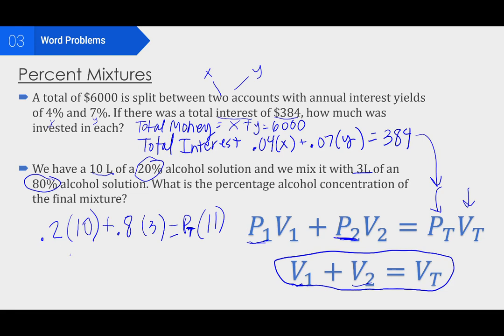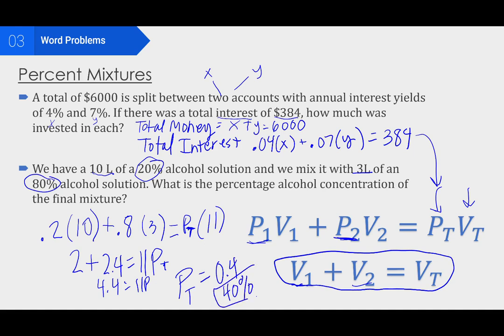20% times 10 is 2, 80% times 3 is 2.4, and we're at 11 for the total volume, percentage sub T, which we don't know yet. Add these, 4.4, and divide by 11, and P sub T is 0.4 or 40%. So you added 20% of 10 liters and 80% of 3 liters, and then we get 40% of our 11 liters is alcohol.